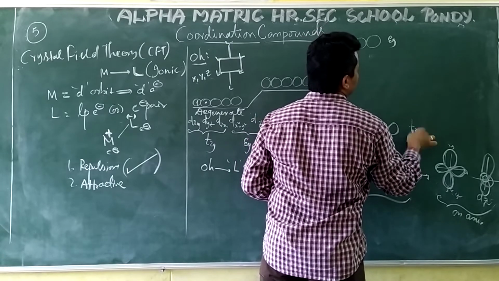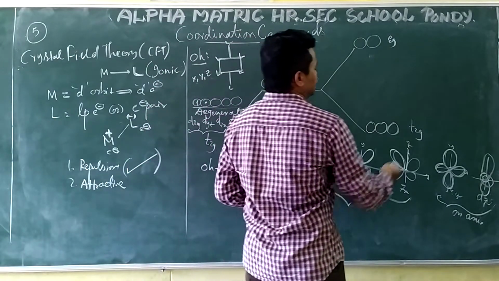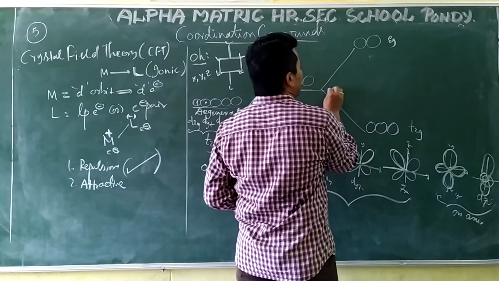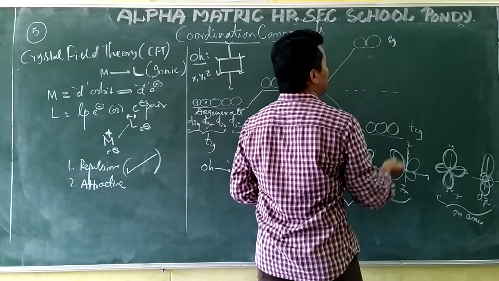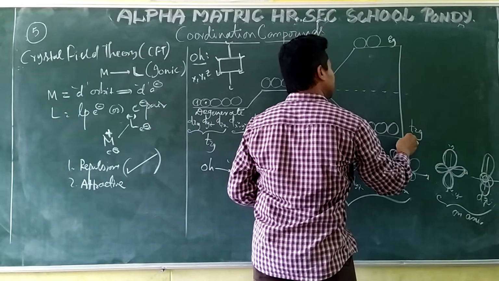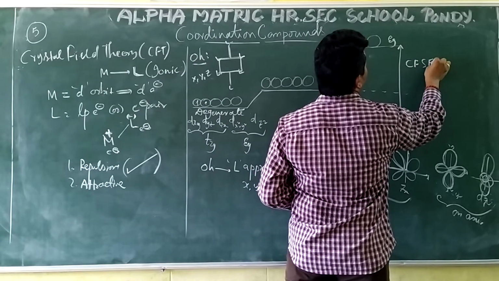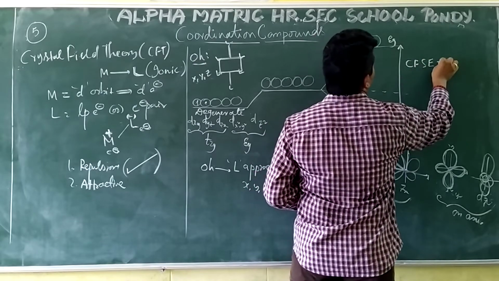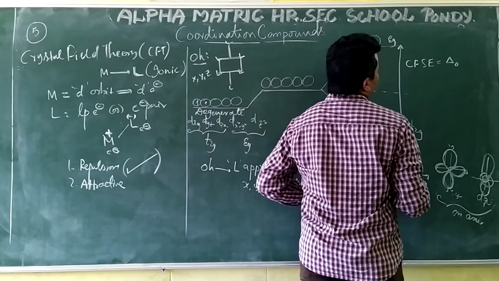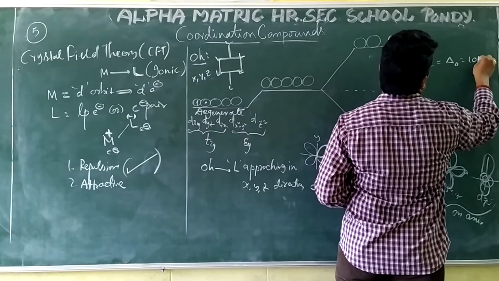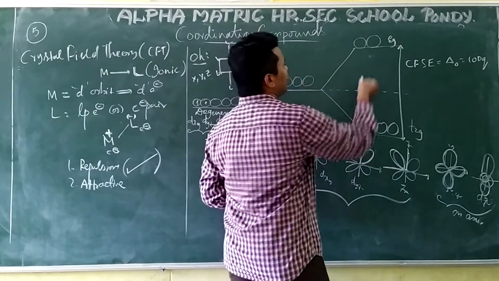These are t2g. So based on that, this is the eg orbital, this is the t2g orbital. Here, this is the normal energy. This is the eg orbital energy. This is the t2g orbital energy. The energy difference between eg and t2g is called the crystal field splitting energy. For octahedral, it is delta naught, and this is equal to 10 Dq, a unit to measure the crystal field splitting energy. They are having higher energy.